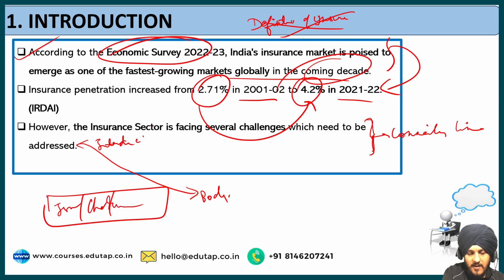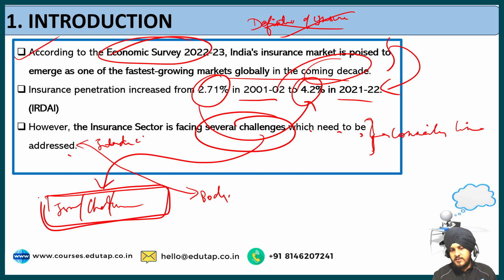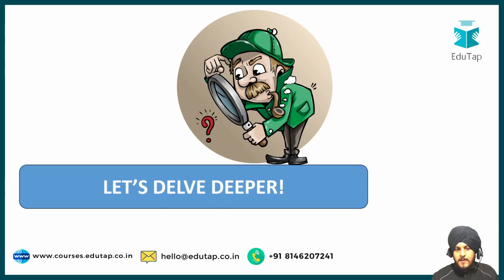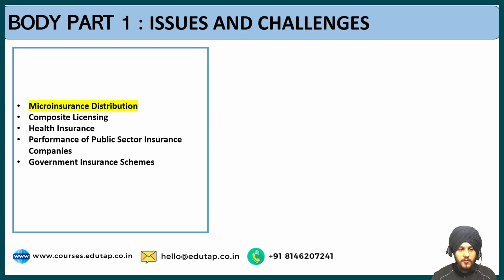So this line will act as a connecting line in order to build a better flow and structure of our answer. So what we are writing is: the insurance sector is facing several challenges which need to be addressed, and after that we will write the important challenges or issues with respect to the insurance sector. So this is how we have to link our introduction with the body to make a logical flow. Now the next part is the body, in which we will see the different challenges and issues, where the first one is regarding micro insurance distribution.